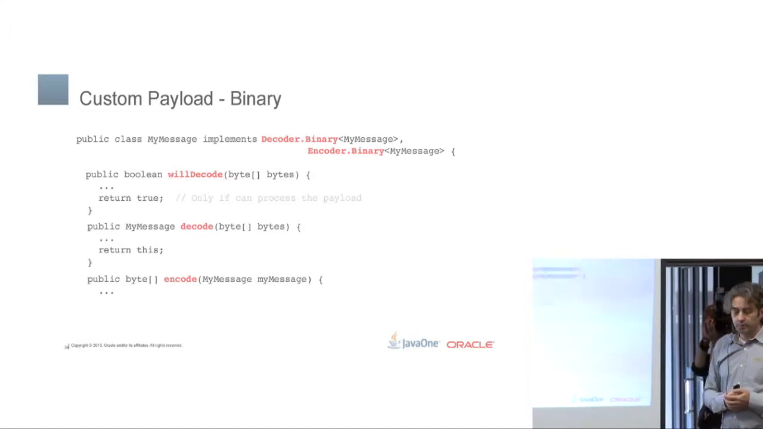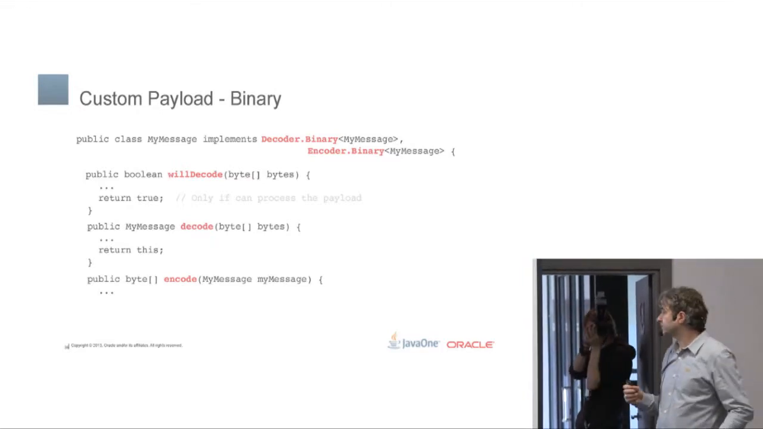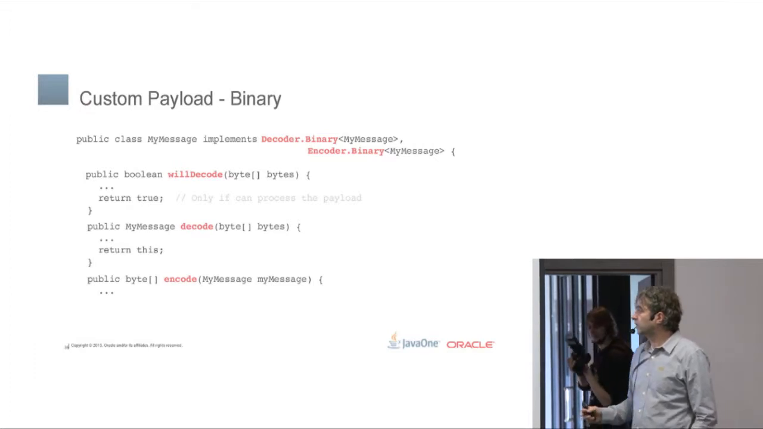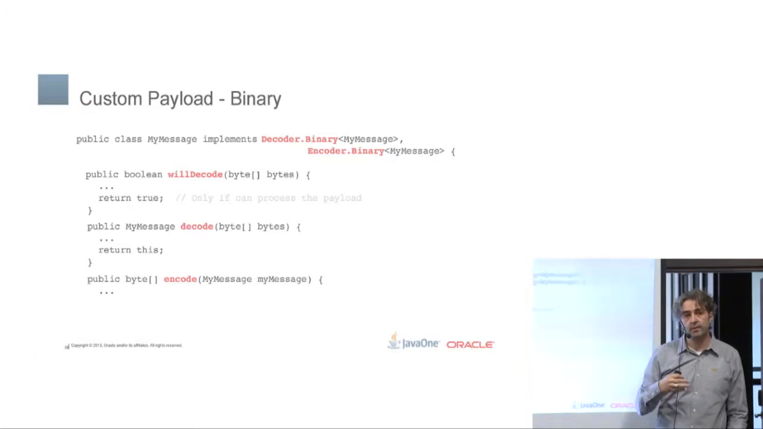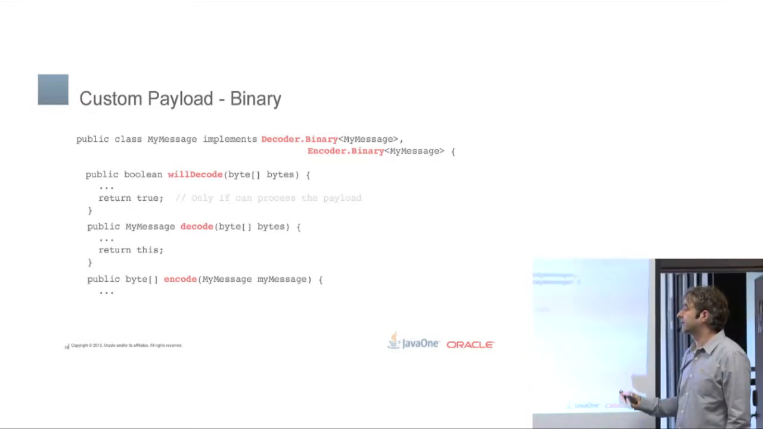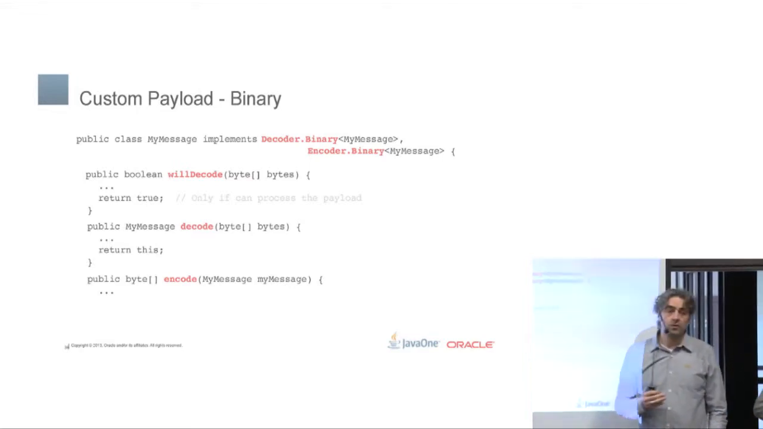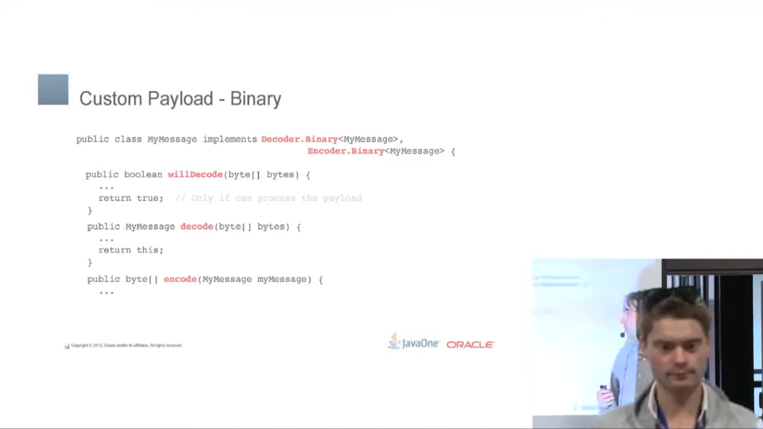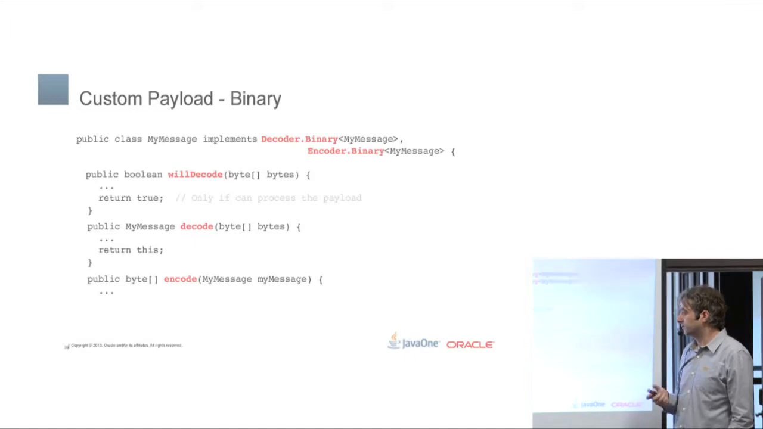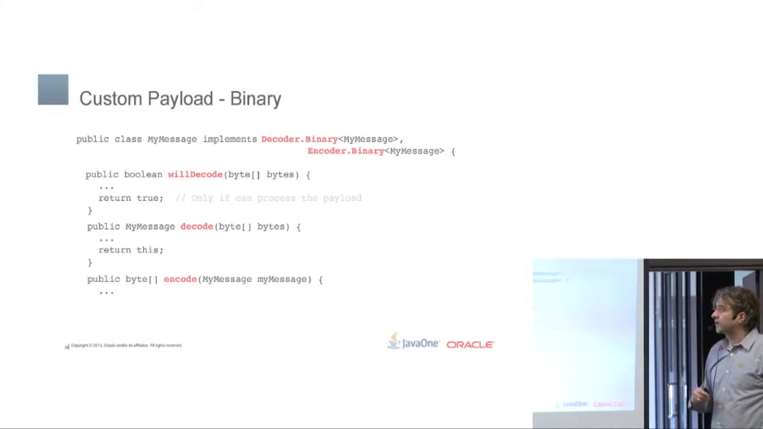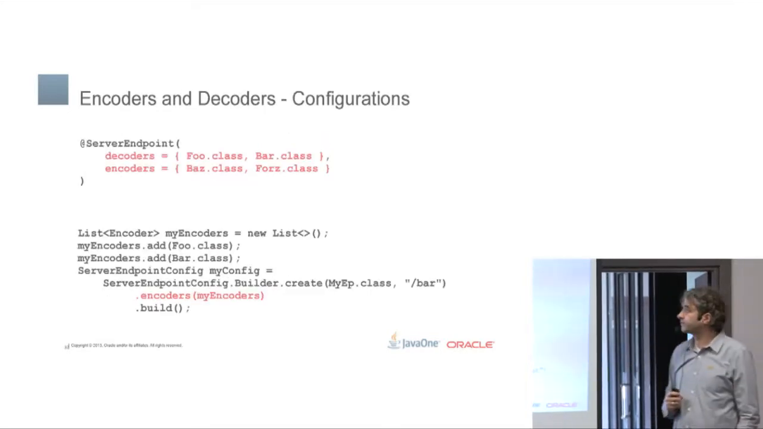Exactly the same example, but for binary payload. Obviously, we would have to do a little bit more work to test. The willDecode method will have to do maybe more work to make sure that it can actually decode that binary payload. The decoding will probably also be a little bit more complex, and the encoding should also be a little bit more complex, obviously. But you can use both, either text payload or binary payload.